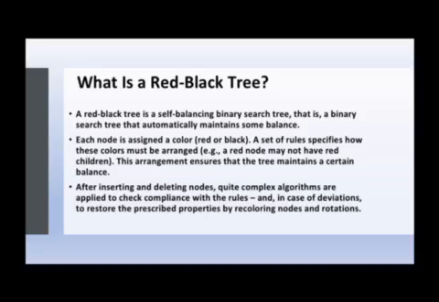Each node is assigned a color, red or black. A set of rules specify how this color must be arranged, e.g., a red node may not have red children. This arrangement ensures that the tree maintains a certain balance.